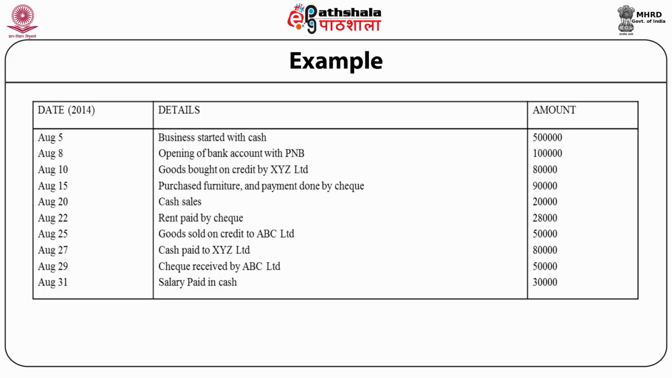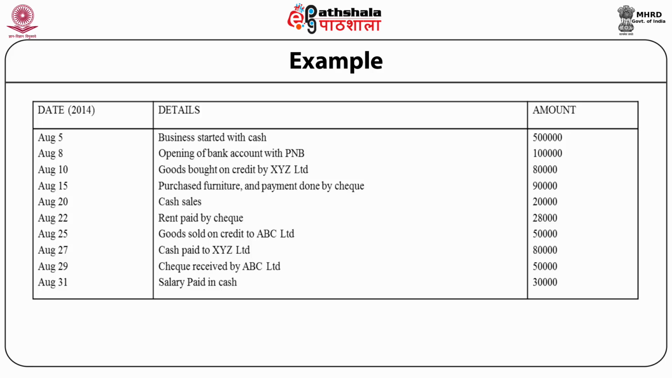Bank account, August 8, on debit side, cash 1 lakh. Credit side, August 15, office furniture rupees 90,000. Credit side, August 22, rent 28,500. Purchases account, debit side, August 10, XYZ Limited, rupees 80,000. XYZ Limited account, date, August 10, credit side, XYZ Limited, rupees 80,000.